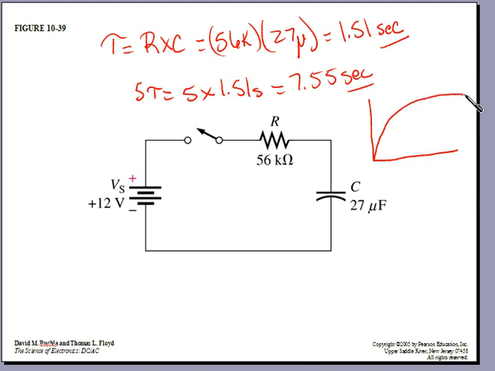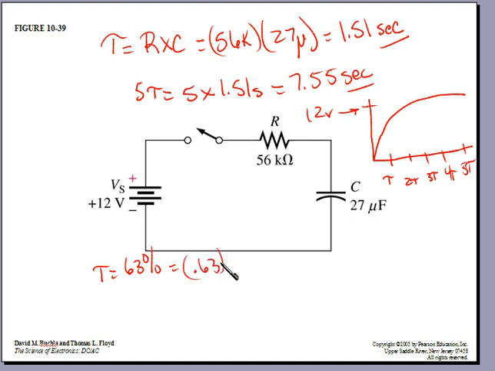And the charging curve would look like this. You would have 1 time constant, 2, 3, 4, and 5 time constants. When you got here, you'd be at 12 volts. And let's say I want to know at one time constant, I'm going to be at 63% of my final voltage, so 0.63 times 12 volts, which is 7.56 volts.